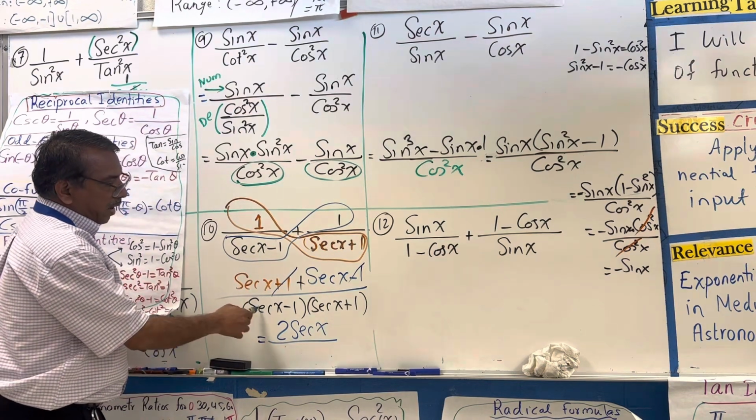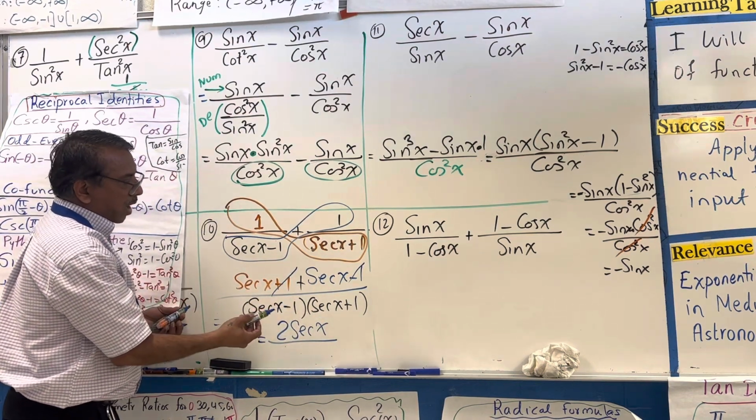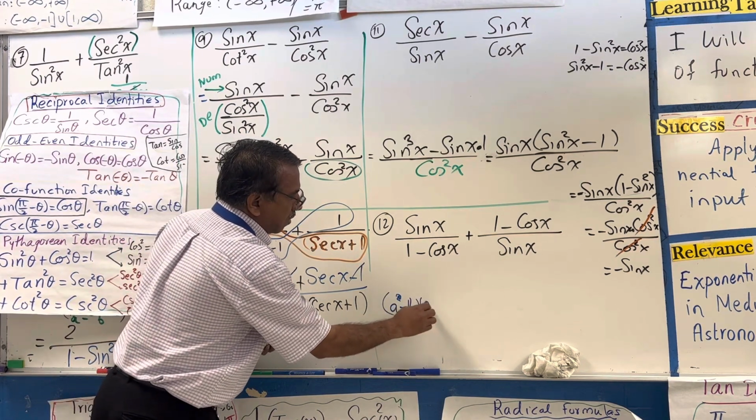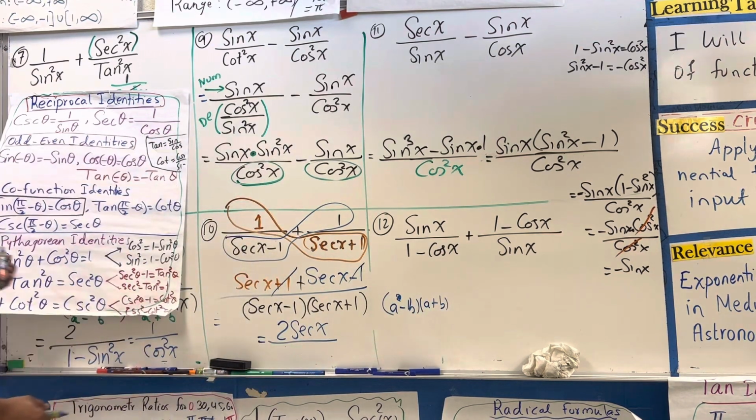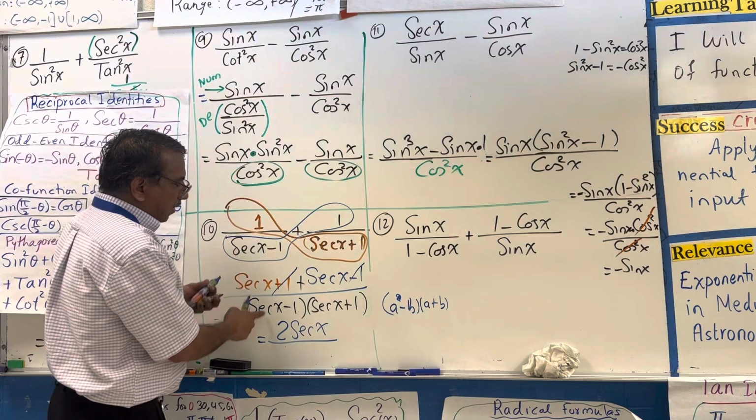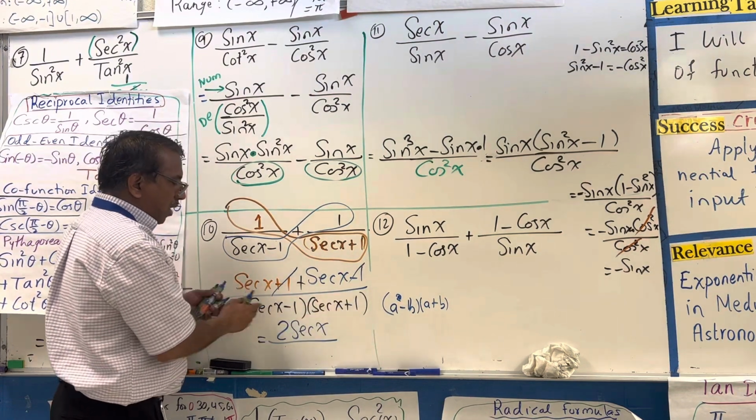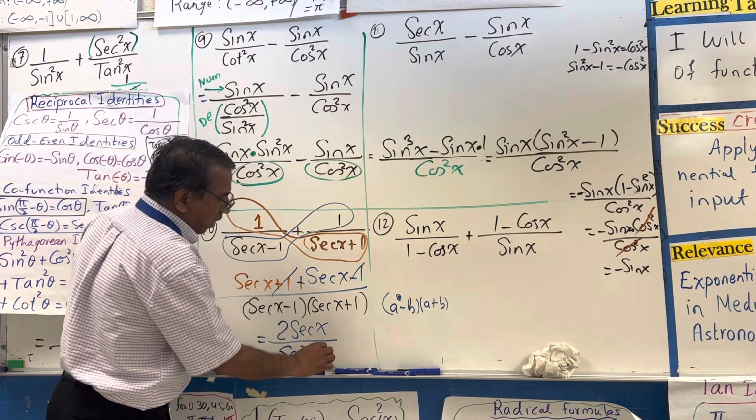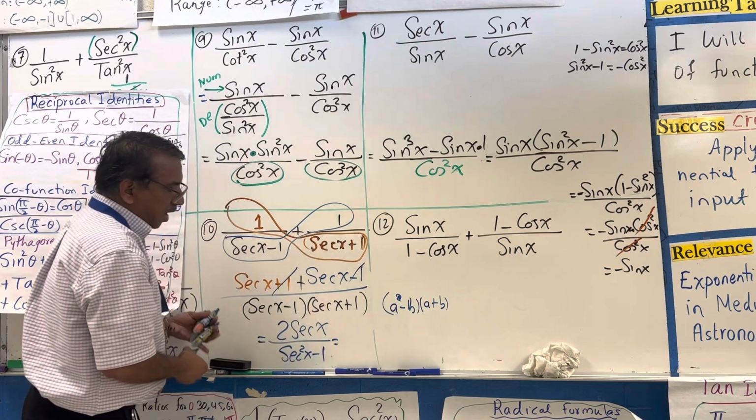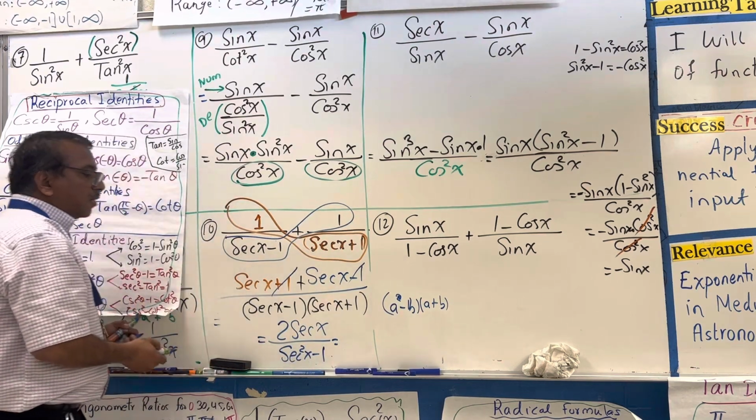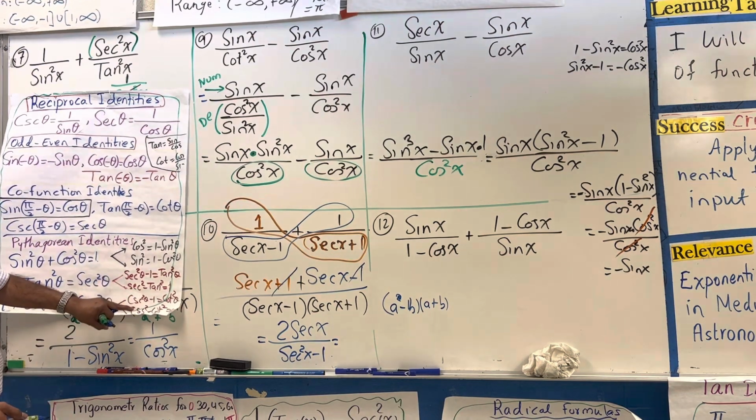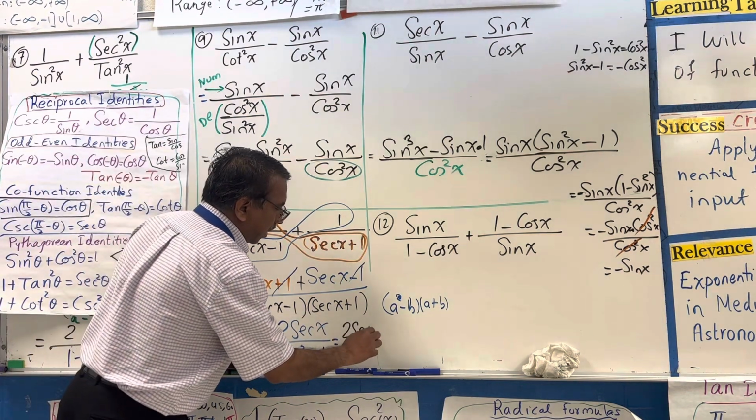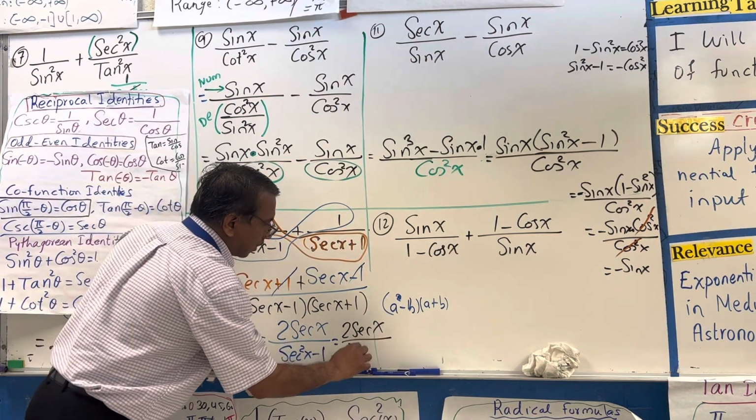But the denominator, again, a minus b, a plus b, so difference of squares, a square minus b square. We've seen it so many times that I don't want to write the formula. That's a minus b, a plus b. So you square the first and square the second. So one square is one. But then, what is secant square of x minus one? Secant squared x minus one is tan square, so we can write it as 2 secant of x divided by tan square of x.